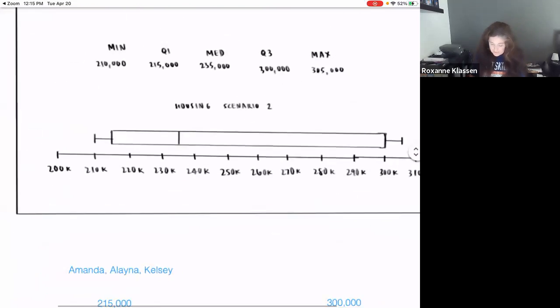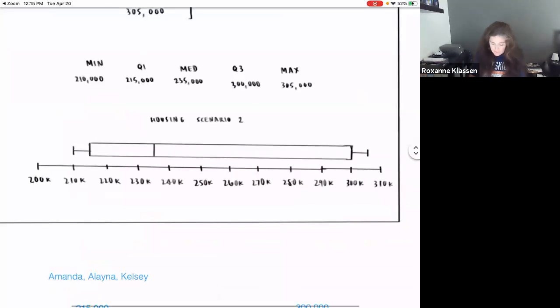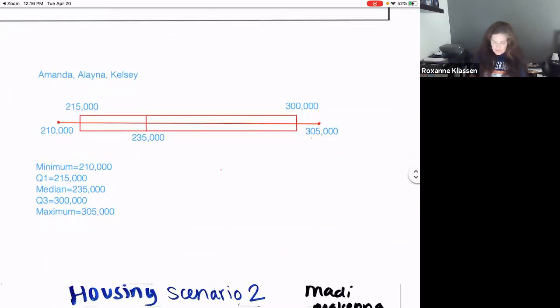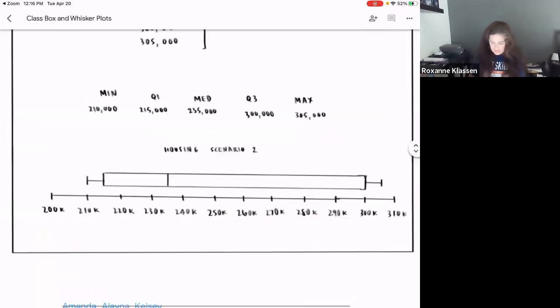This one has a title. This one has all the tick marks labeled, which is nice. The only thing I don't see is a dollar sign, right? So, and you could say housing prices or something. Housing scenario 2 made sense to me. Right here, this line should be underneath, and I don't want those things labeled on the box and whisker plot, right? Those should not be labeled on the box and whisker plot. It should look like this.